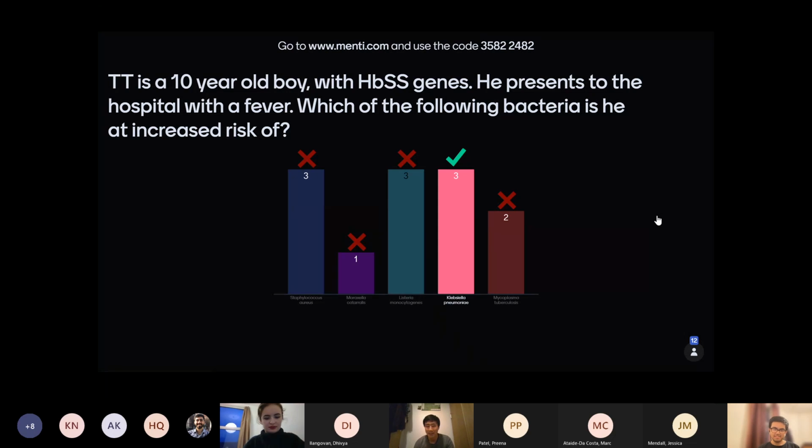Okay, so let's talk through parts of the question first before we move on to the next slide. First of all, can anyone tell me what I mean by HbSS genes? What disease am I referring to? Sickle cell, fantastic. Yes, sickle cell disease, very well done.